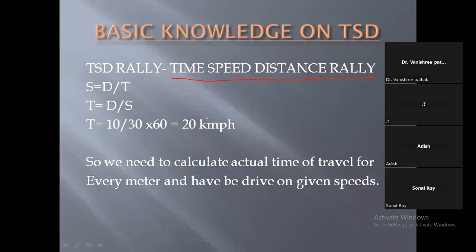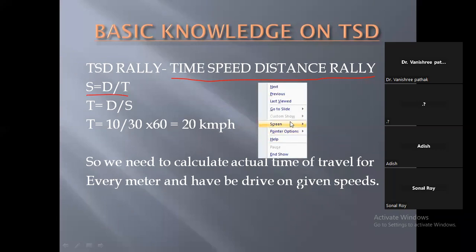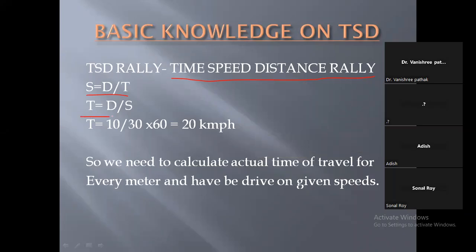So what is the concept? We all know that speed is equal to distance upon time. So if we want to calculate the time, time is equal to distance divided by speed.